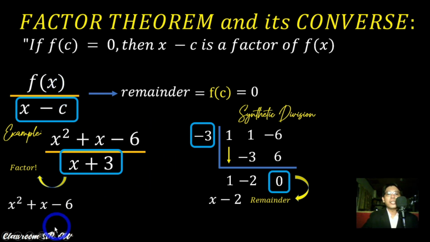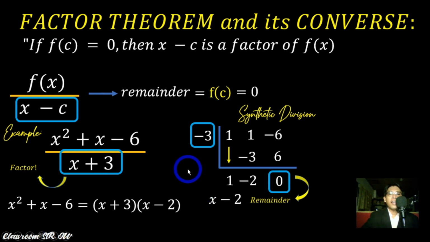In other words, in our example x squared plus x minus 6, since the remainder is 0, x plus 3 is one of the factors of the given polynomial function. In this case, x minus 2, our quotient, is the second factor. So there are two factors of x squared plus x minus 6, because the given polynomial function is quadratic in nature.